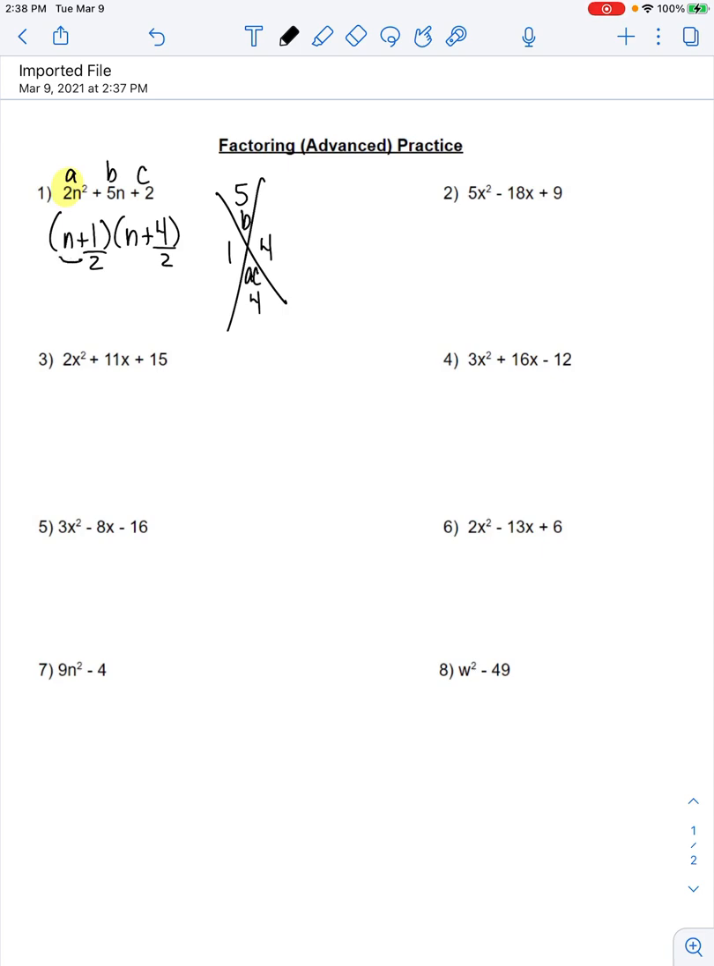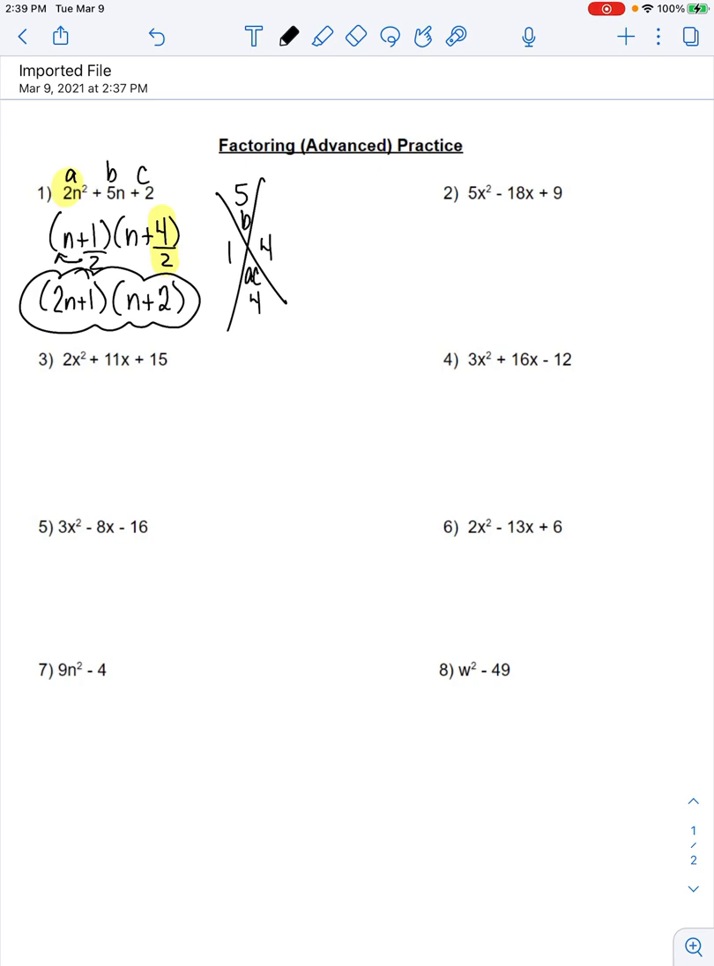The first one, 1/2, that doesn't simplify, so I'll rewrite that as 2n plus 1 times, and then 4 over 2, that reduces to 2. So times n plus 2. So those are your two factors of that polynomial.